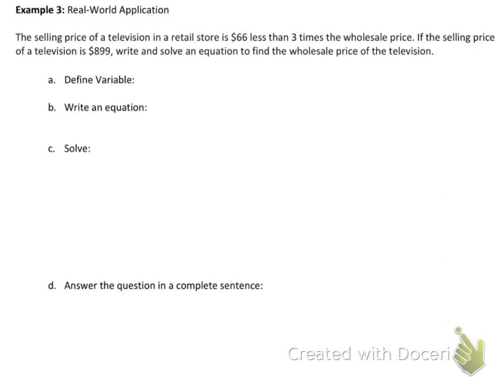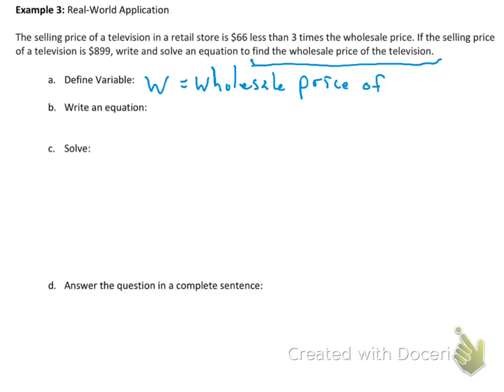If the selling price of a television is $899, write and solve an equation to find the wholesale price of the television. So, a lot of information to pull in there. The first thing you always want to do is figure out, what are you trying to solve for? I'm trying to find the wholesale price of the television. So I'm going to define a variable. I'm going to say W. I'm going to say W means the wholesale price of the TV.